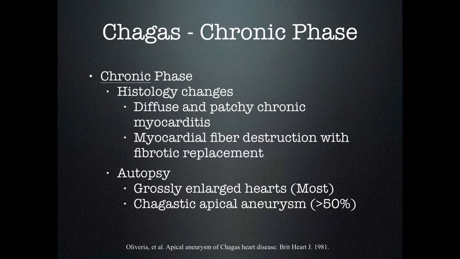As the disease progresses and becomes chronic, it is characterized by a diffuse and patchy chronic myocarditis. This myocarditis leads to myocardial fibrodestruction with fibrotic replacement. As the myocardium is replaced by fibrotic tissue, the heart becomes very stiff and dilated. At autopsy, almost all the hearts evaluated after the chronic phase of Chagas are grossly enlarged. There is frequently an apical aneurysm associated with the chronic phase of Chagas disease.